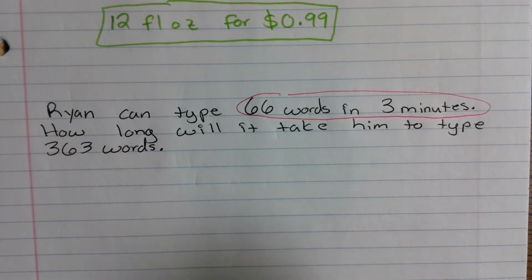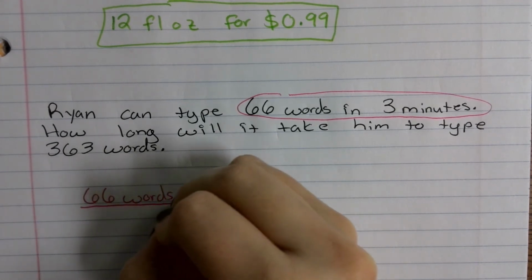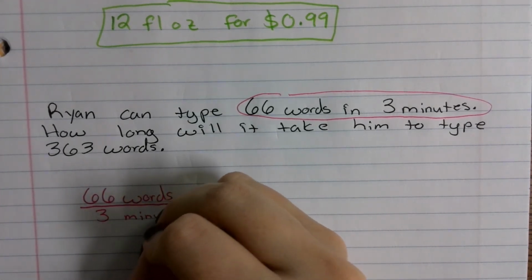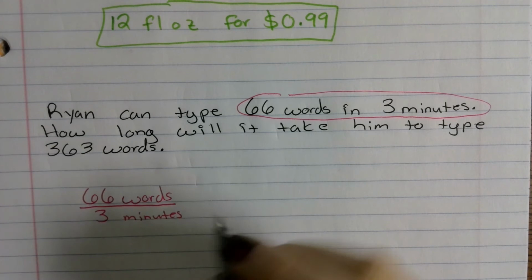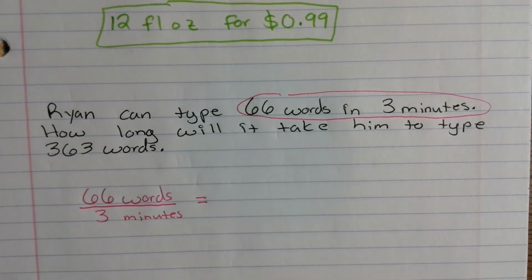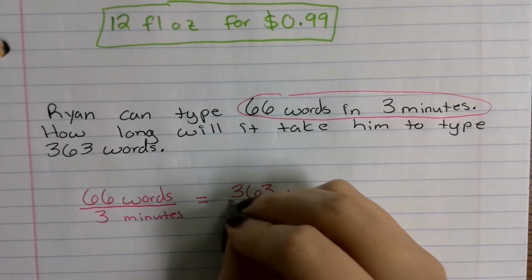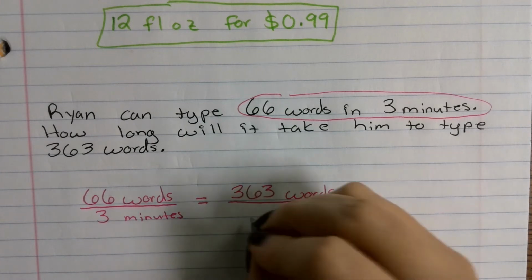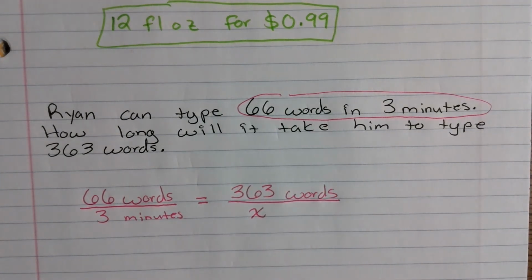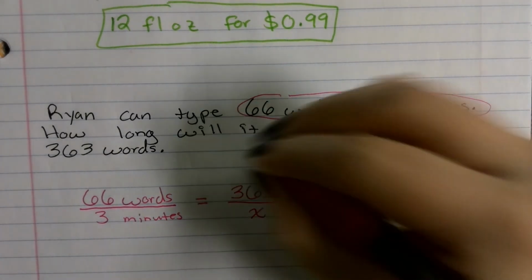So if I want to set this up, I can set it up as 66 words over 3 minutes. Now I want to find an equivalent rate to this, but not just any equivalent rate. I want it to be equivalent to 363 words, but I don't know how many minutes. So what do I put when I don't know a value? Not a question mark. X. You guys got to move away from those question marks. You need to move into variables. So it's X minutes. This right here, guys, is called a proportion.